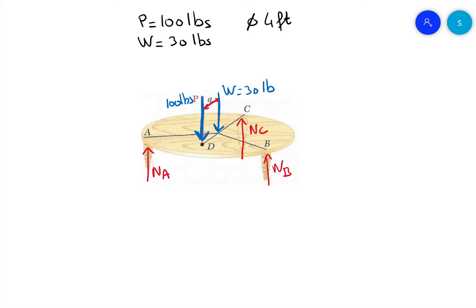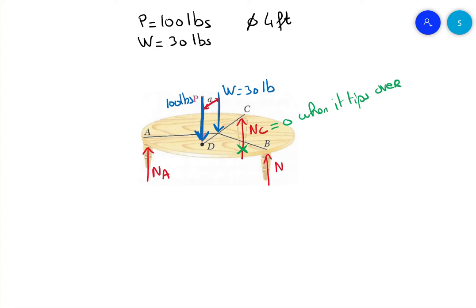One thing that we need to understand is that when we are looking for a force or a value at a limit, and here the limit is tip over, what happens when it tips over? There's no more contact between the foot C and the ground. So NC equals 0 when it tips over, right? So we end up having just two unknowns, NA and NB.